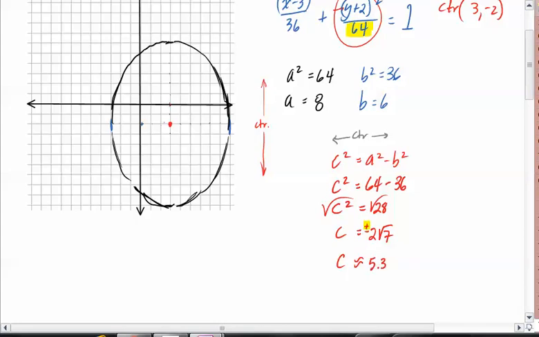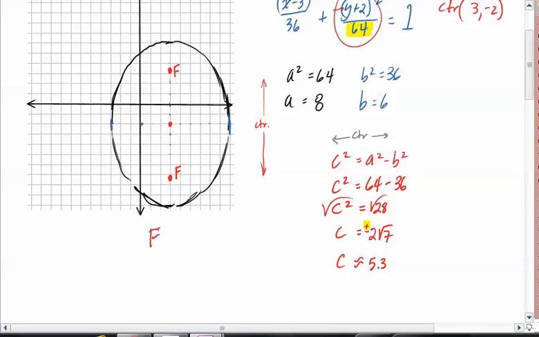So I'm going to go out. Now, which direction do I go with my c? Well, it's oriented vertically, so I'm going to go up 5.3. 1, 2, 3, 4, 5. There's my focus right there. That's F. And then down from the center, not from the origin, from the center. 1, 2, 3, 4, 5.3. There's my focus.